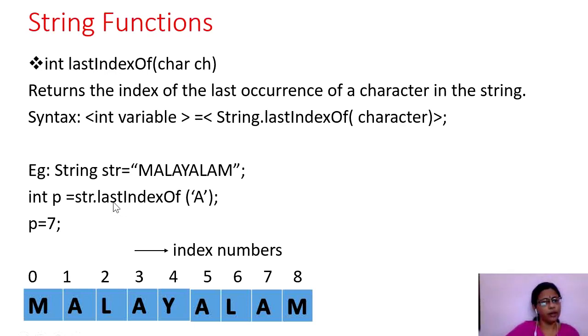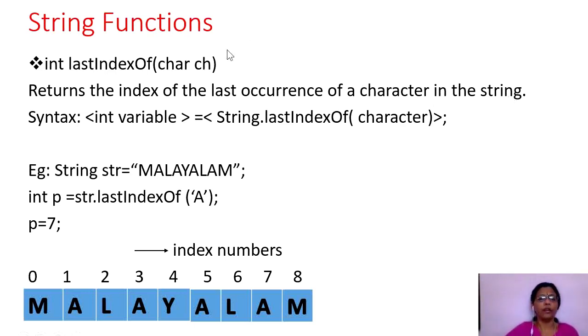The very name of the function gives you the answer. lastIndexOf: where is the last occurrence of this character in the string? Now if I give lastIndexOf('M'), what will be the answer? The answer will be 8. What is the last index of capital L? Capital L here is at 6. Though two L's are there, my last index is present at 6. It returns the index of the last occurrence of a character in the string.